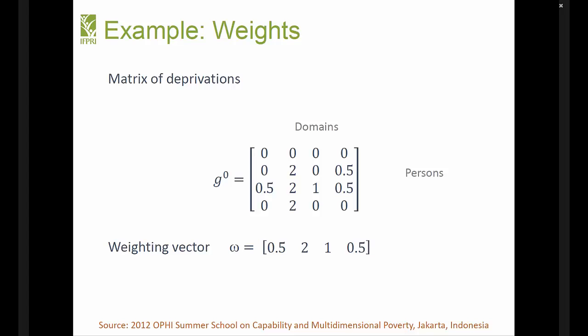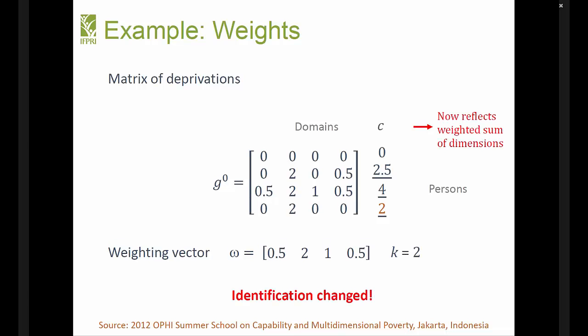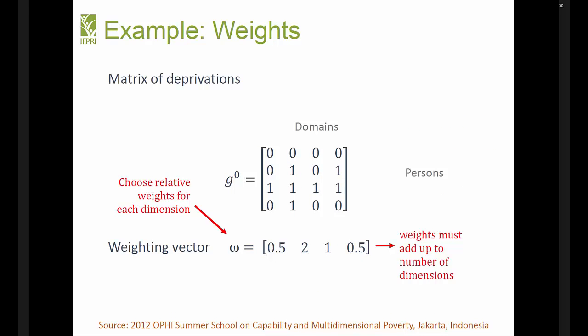So this is, we had applied the weights. Did you notice that? See, we have the matrix of deprivation. These are zeros and ones, where the ones are the deprived ones, right? So we apply the weight. Basically, we multiply the entire column by the weight. We weight it, right? So how does that look?